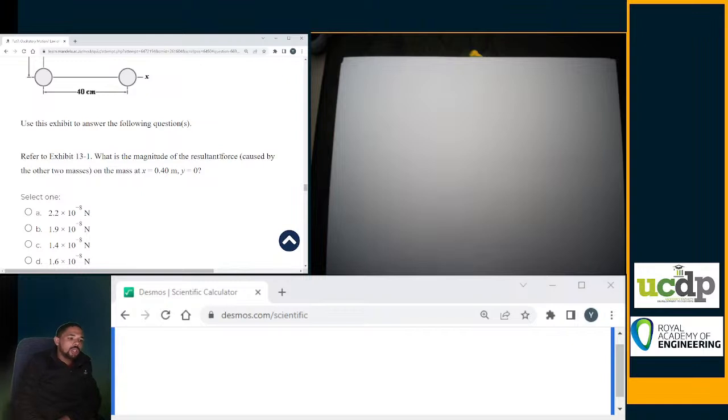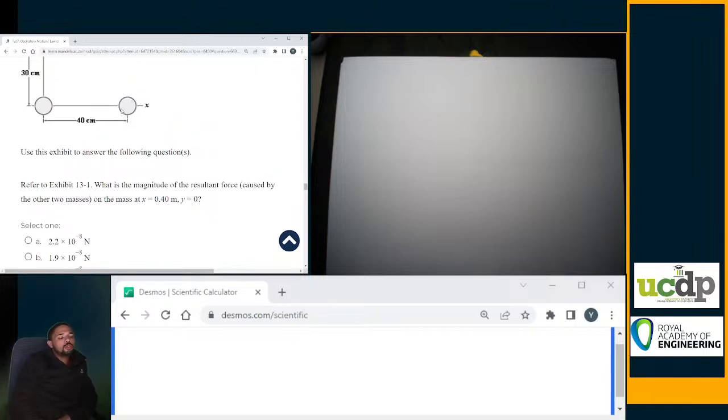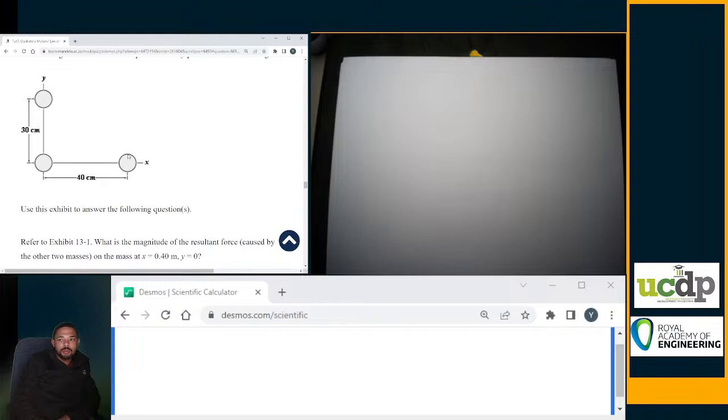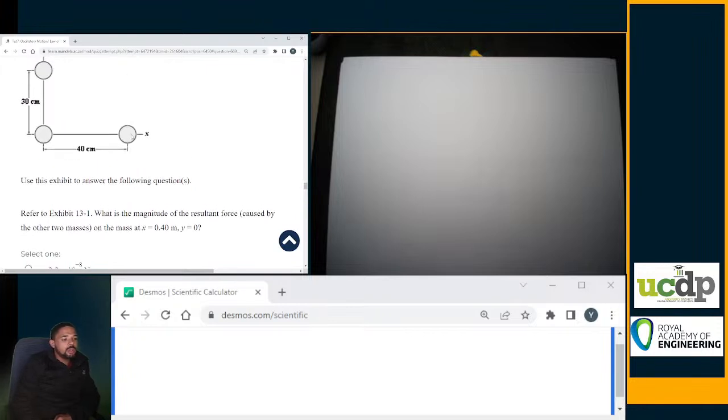What is the magnitude of the resultant force caused by the other two masses on the mass at x equals 0.4 meters and y equals 0? So they want the force, the net force, the resultant force on this mass here. Okay, the mass on the x-axis on the right hand side, at the distance of 0.4 from the origin. This mass here is at the origin. This mass is not at the origin. So they want the net force on this mass.